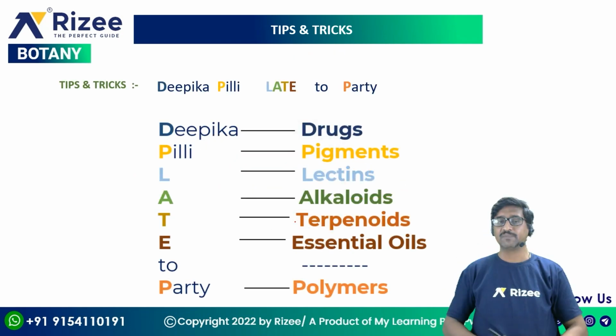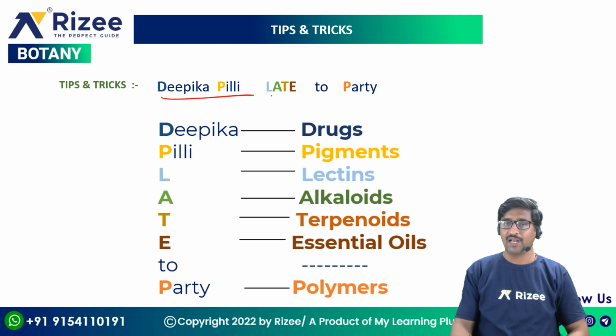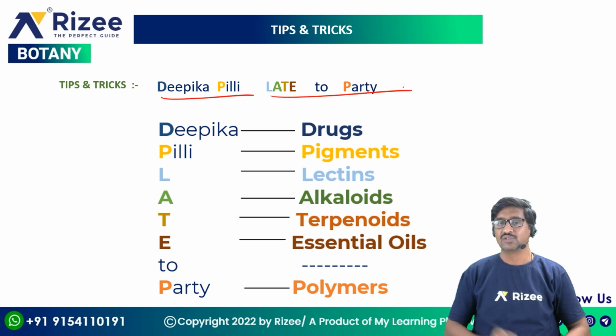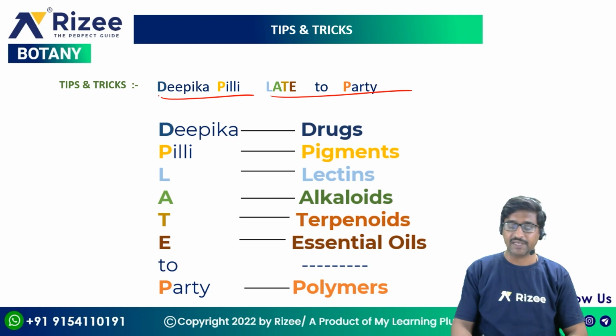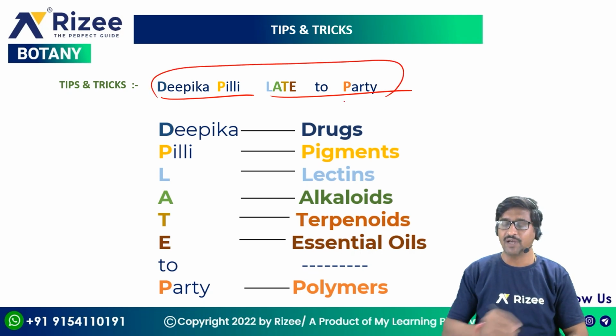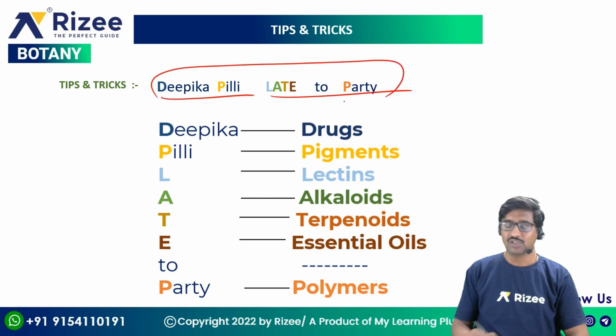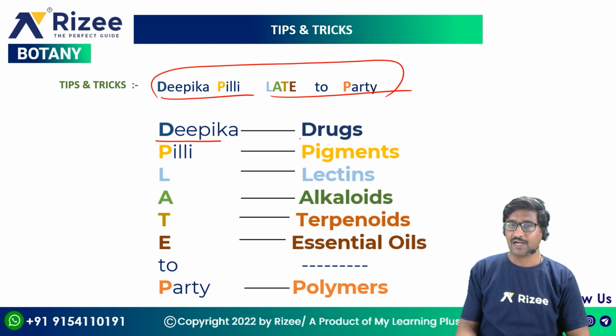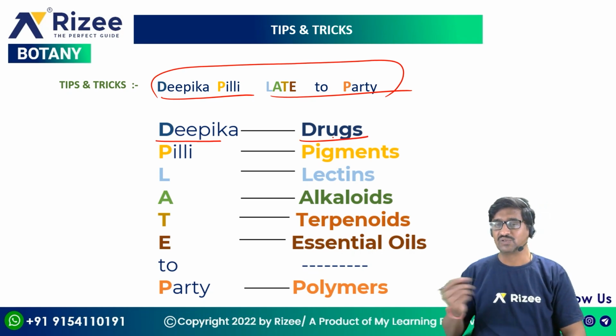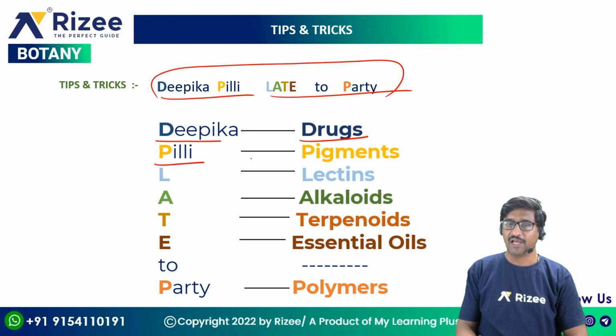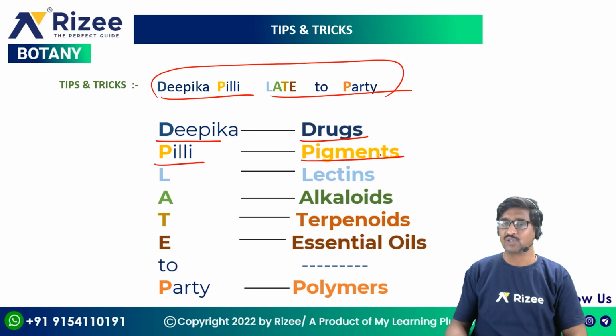A simple tip is: Deepika Pillai late to party. So Deepika Pillai late to party is the simple tip to remember secondary metabolites. Deepika is called as drugs, which will be used in medicines. Pillai means pigments like anthocyanin, xanthophylls, carotenoids.